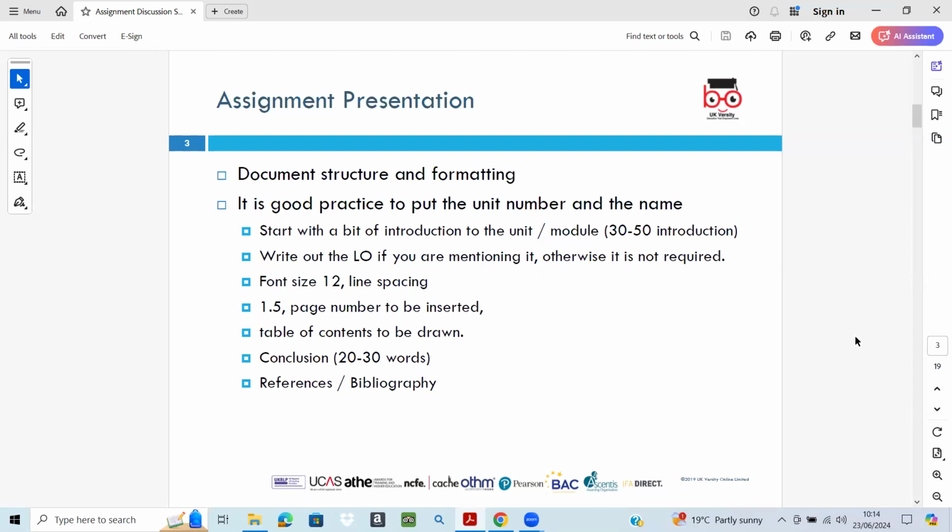So we need to make sure that academic writing standards are properly followed. We need to cite the resources accurately and maintain a professional and organized presentation format. So by following these guidelines, we can create a well-structured and informative assignment presentation that effectively communicates your knowledge of human growth and development in health and social care practice.